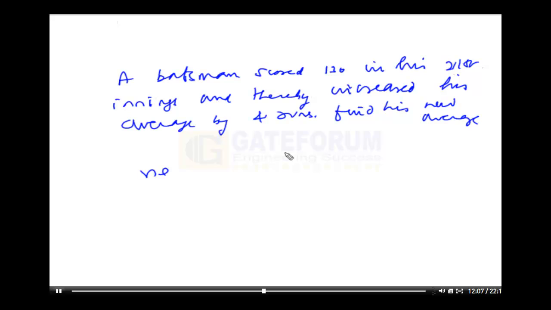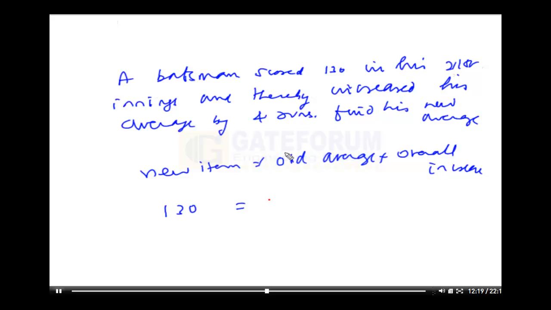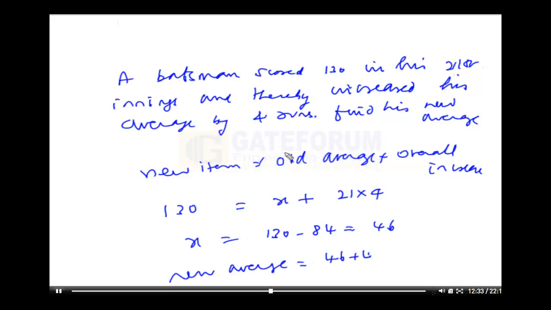So we can apply this rule. New item is equal to old average plus overall increase. New number is the score, he scored 130. Old average, let us take it as x. Overall, 21 innings into 4. So old average is 130 minus 84, which is 46. What we need is a new average. So it is 46 plus 4, 50.